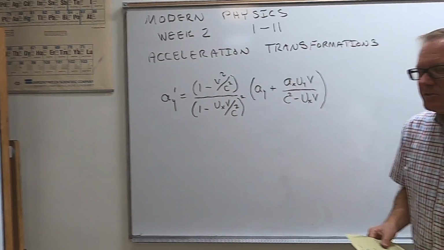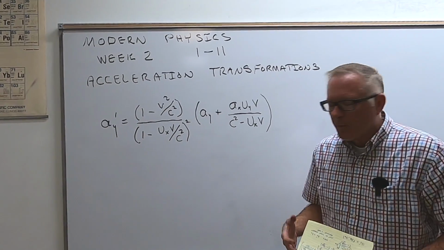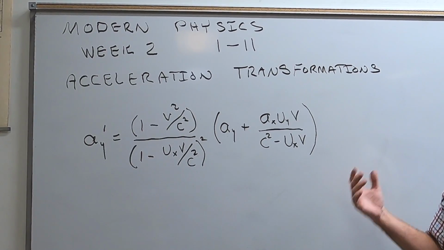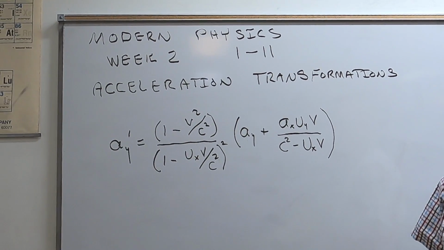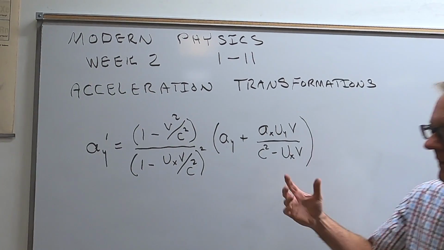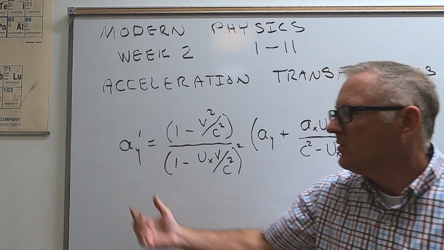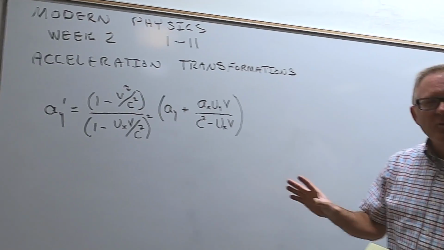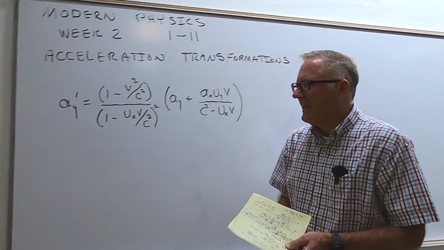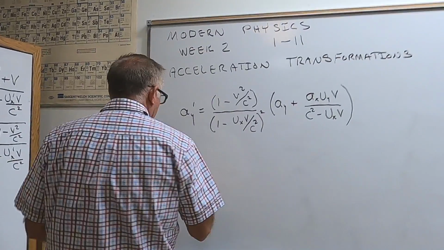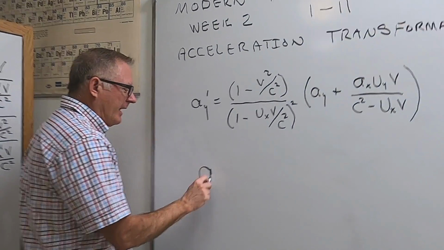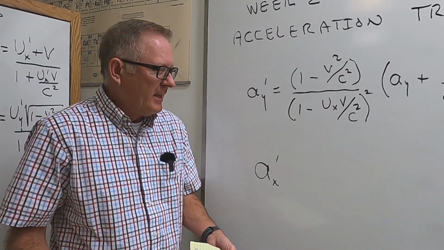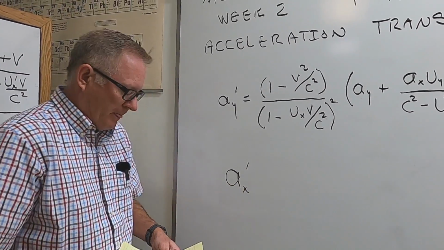Now, if you look at your second homework assignment, the very last problem, I asked you to derive the acceleration transformation from Frank to Mary in the y direction. I'm not going to do that one, but I'm going to do the one for the x direction, namely, what is ax prime? In the homework, follow what I did for x, but do it for y.